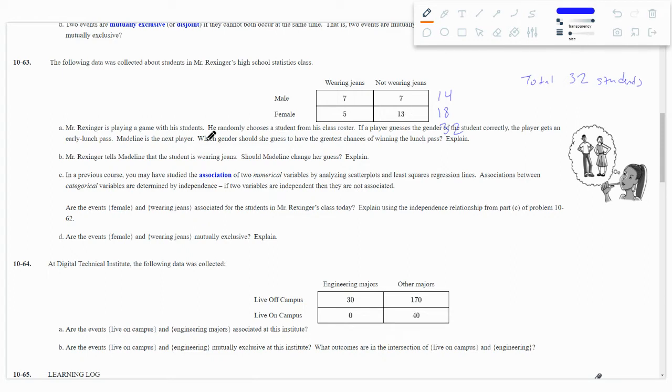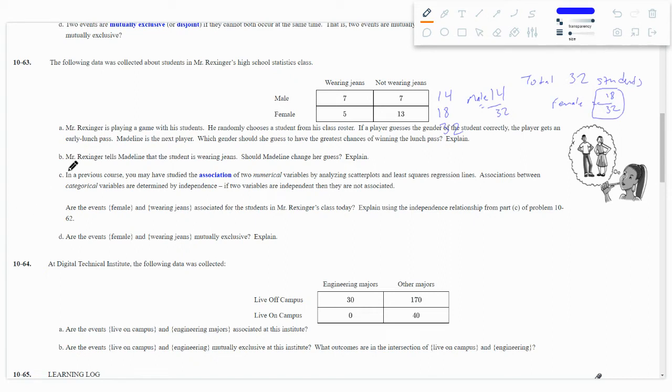So if she's randomly choosing the next player and guessing the gender of the student correctly, the player gets an early lunch pass. So out of the total 32, how many should she pick? Or who should she pick from, the male or the female here? Well, in this case, male is 14 out of 32. Female is 18 out of 32. So basically, which one has the higher probability? Well, I think 18 out of 32 is bigger than 14 out of 32. So female is the way to go here because it's a bigger probability.